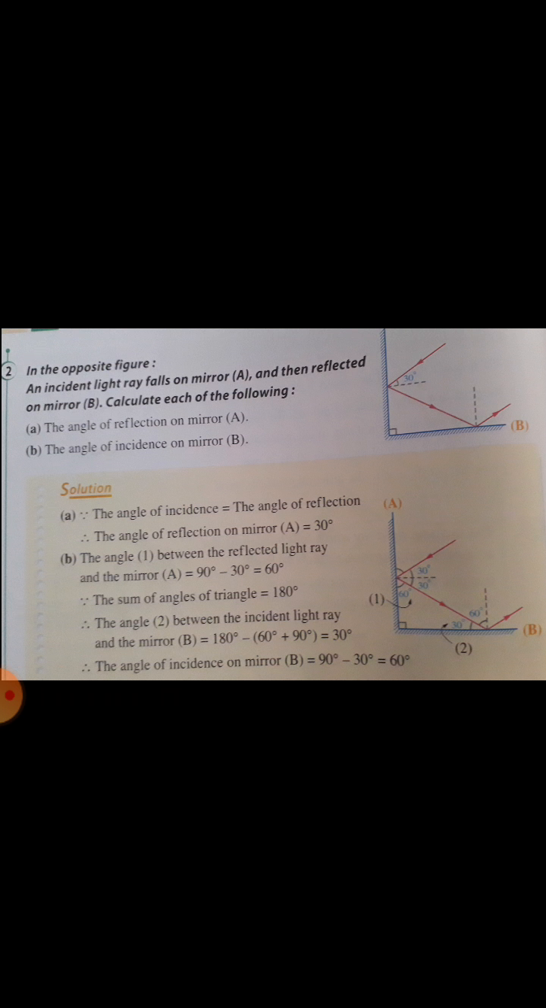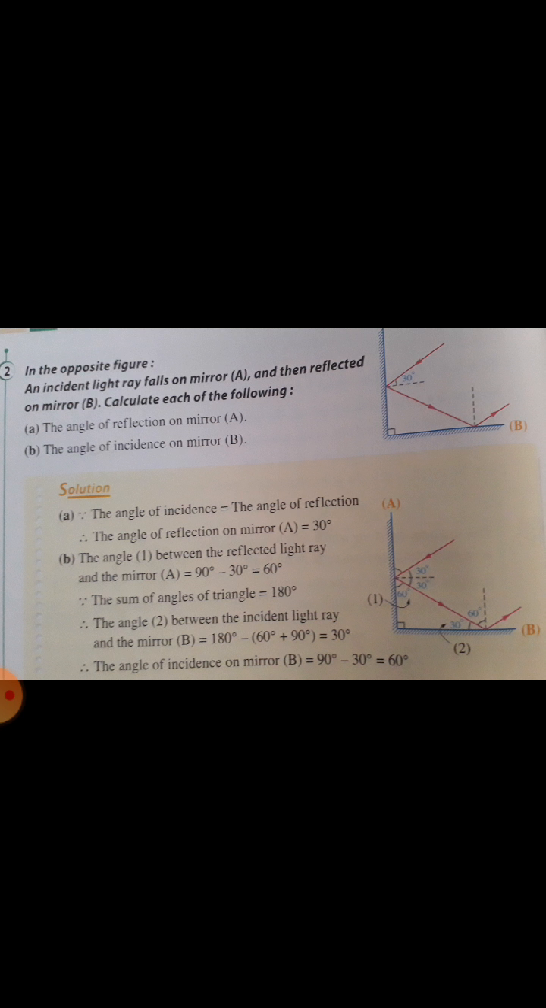Here look, the angle of reflection on mirror A equals 30, while what about the angle of incidence on B? As you can see here from the angles, the angle of incidence on B equals 60, and as a result the reflection angle equals also 60. And don't forget that the summation of angles inside any triangle equals 180.